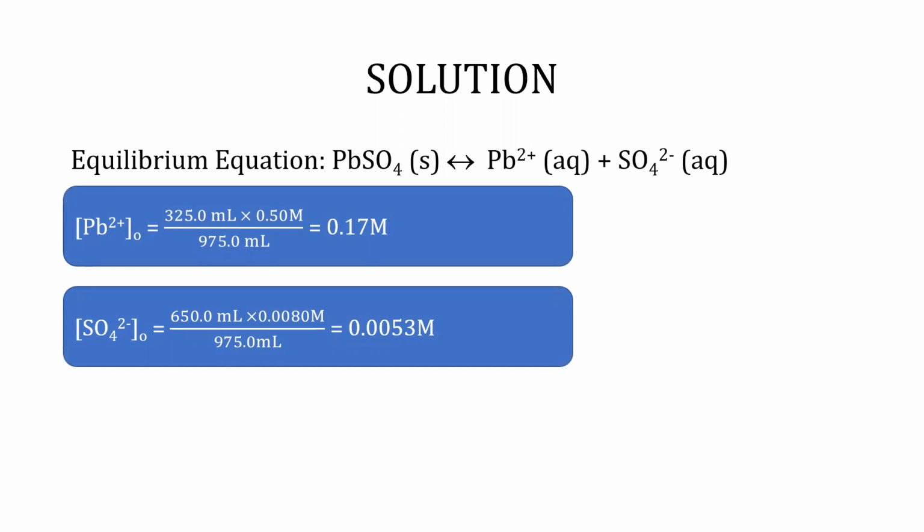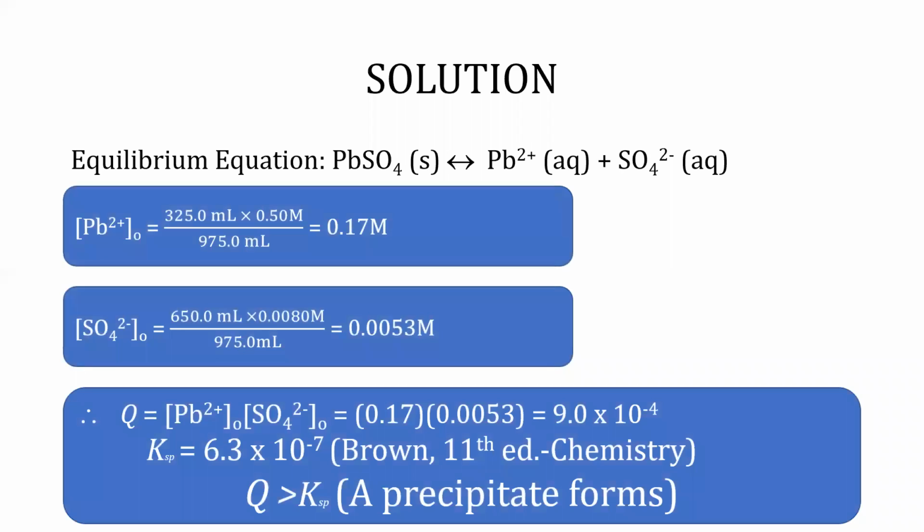Solving for the reaction quotient value, it equals 9 times 10 to the minus 4, and since the KSP value is 6.3 times 10 to the minus 7, Q is greater than KSP, and a precipitate forms.